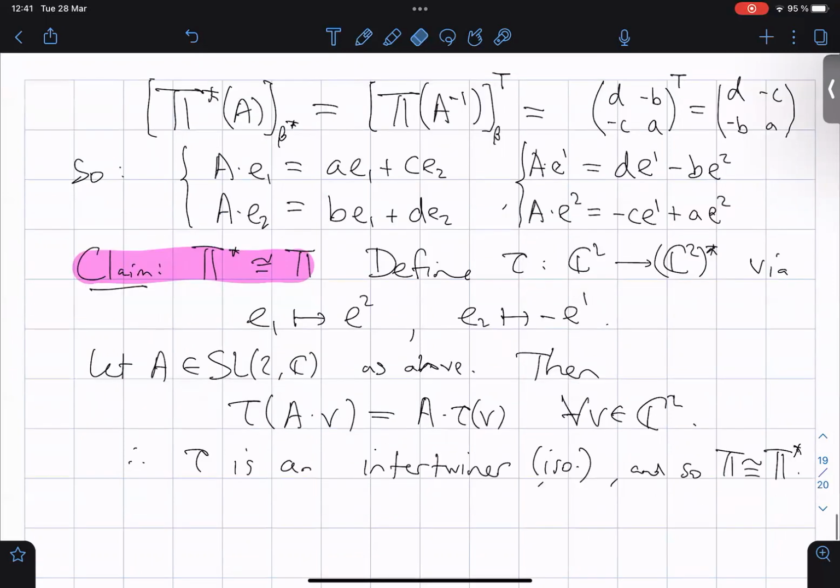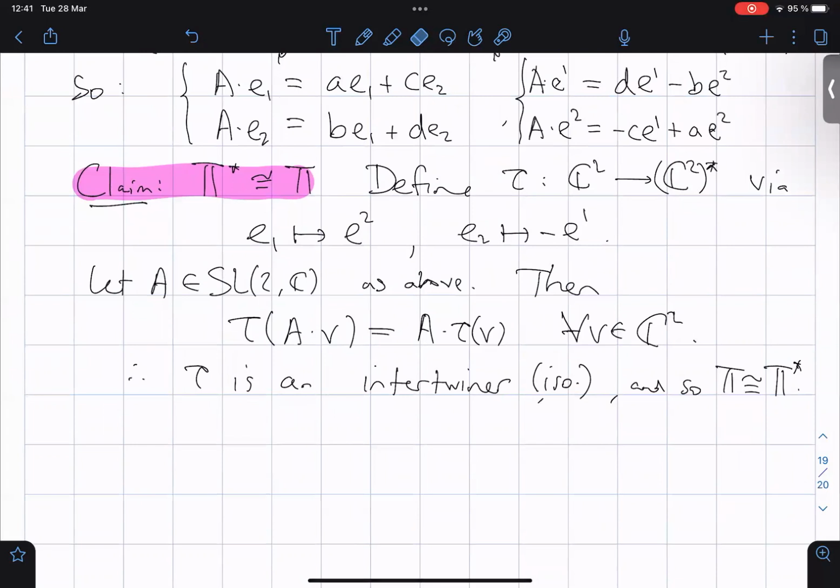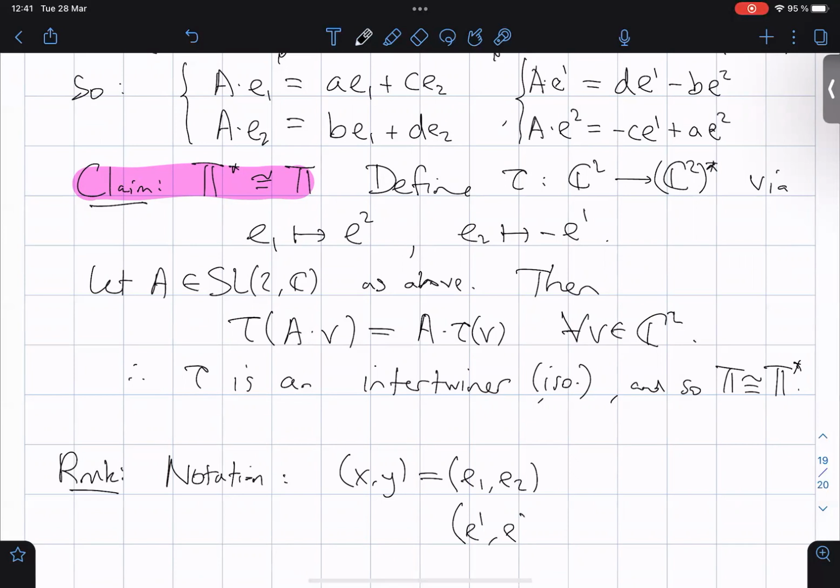Okay, a little bit of notation that we're going to use later on. Again, I like using this XY notation on C2. I'm going to use X and Y for E1 and E2. And for the dual basis, this is notation: I'm going to call these partial X and partial Y. The notation is there, but really you should understand what it means. This is just denoting the dual basis.